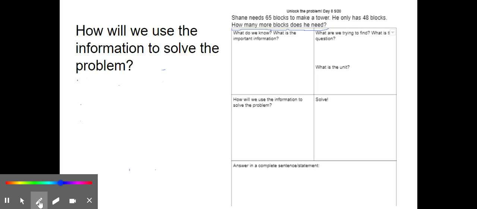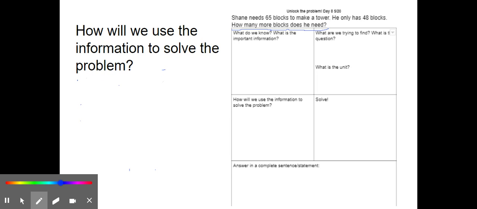How will we use the information to solve the problem? This is where we need to think about what equation we could write to help us solve the problem. You can pause the video to think about if we are adding or subtracting. And once you've decided, write an equation to match to solve the problem.